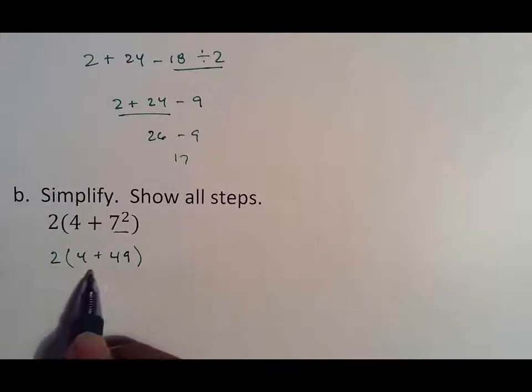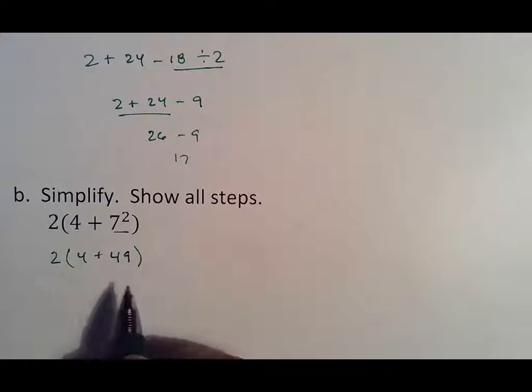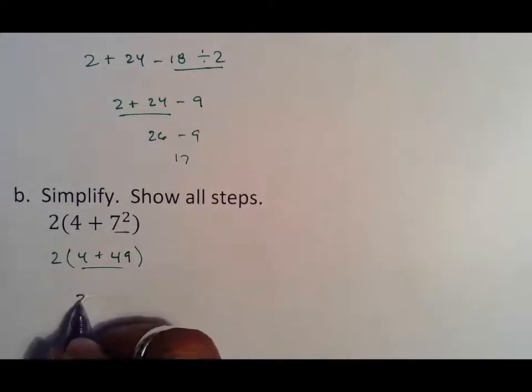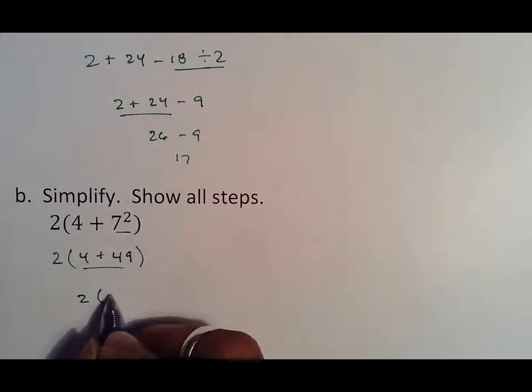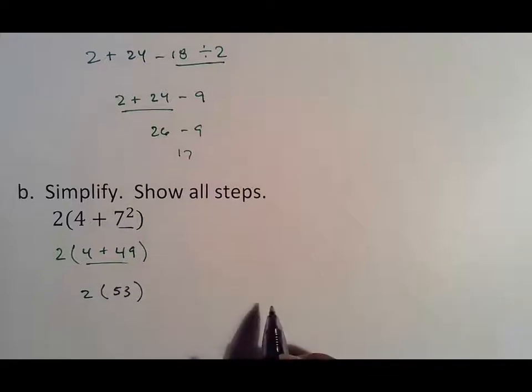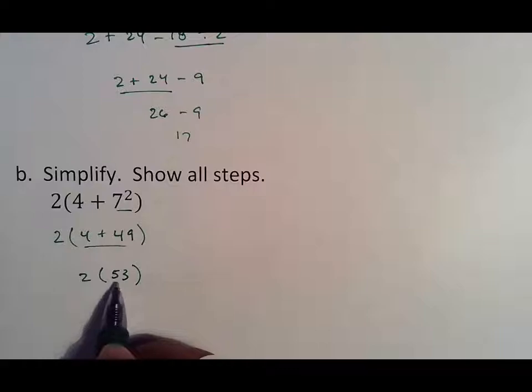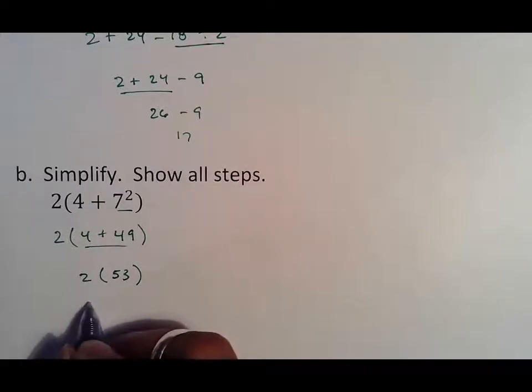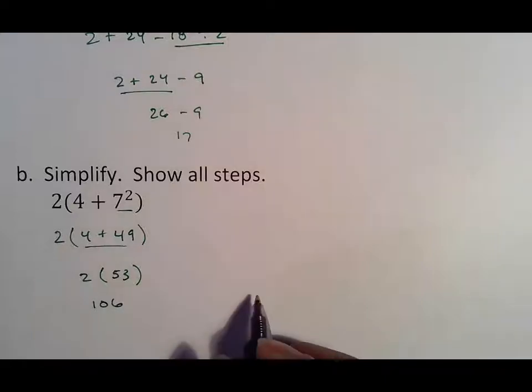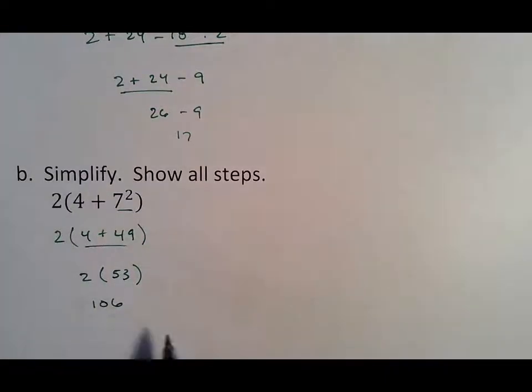We still have parentheses because there's an operation on the inside, so we now need to do this. So we do 2 parentheses, 4 and 49 make 53. And anytime you multiply a double digit number by 2, you pretty much double both, so that would be a 6. That would be a 10 in front of that 6, so it would be 106. As long as nothing carried over, you could do it that way.